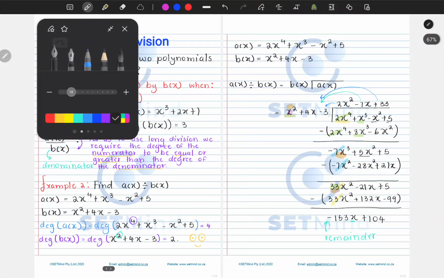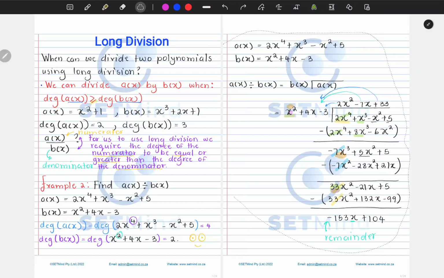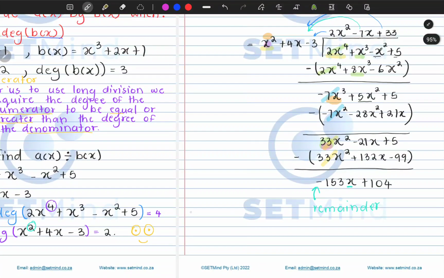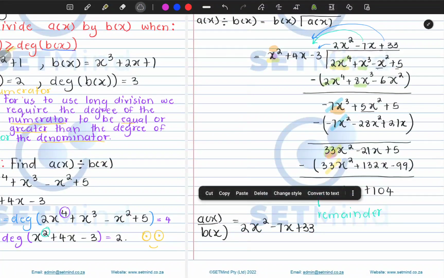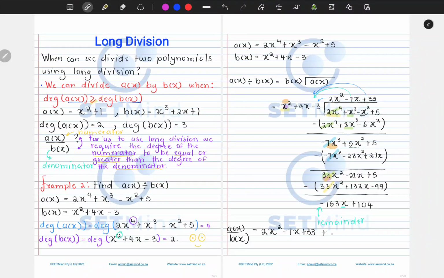So it means that when we do the division, we get what is on top here. That becomes our answer, but we have a remainder. So essentially, we can rewrite this carefully: when we are dividing our a of x with our b of x, our answer becomes 2x squared minus 7x plus 33, and we have a remainder. How you would write that is, we will have that plus, our remainder is always coming at the top, so it will be minus 153x plus 104, all divided by what we had originally, which is x squared plus 4x minus 3. So that is how our answer is presented.